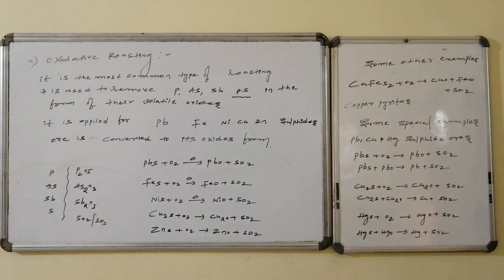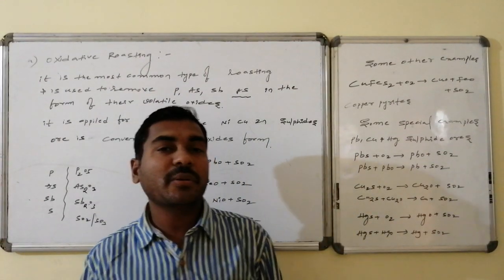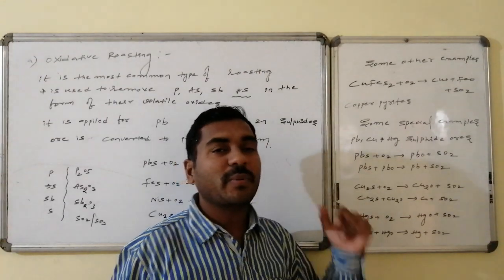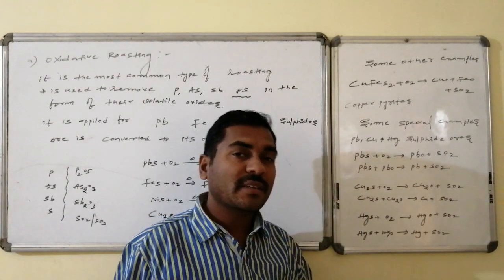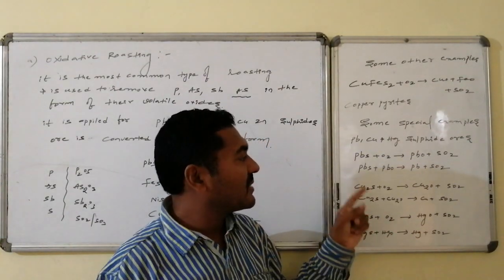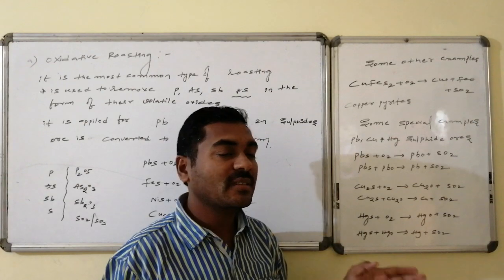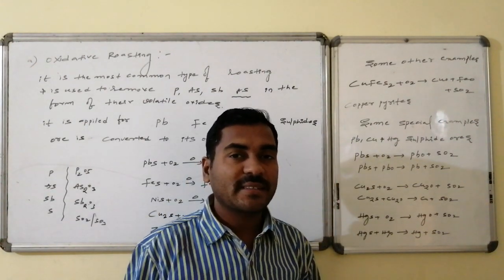A special case of oxidative roasting is in the case of lead, copper, as well as mercury sulfides. Here they undergo partial oxidation and form the corresponding oxides. These oxides once again recombine with the sulfide of the original ore, and participate in chemical transformation, and that leads to the formation of metal followed by sulfur dioxide formation.